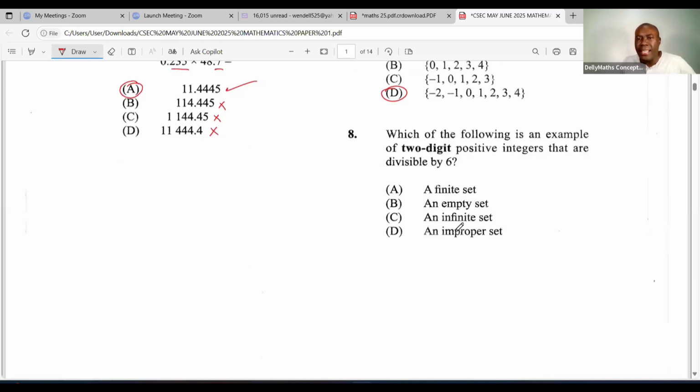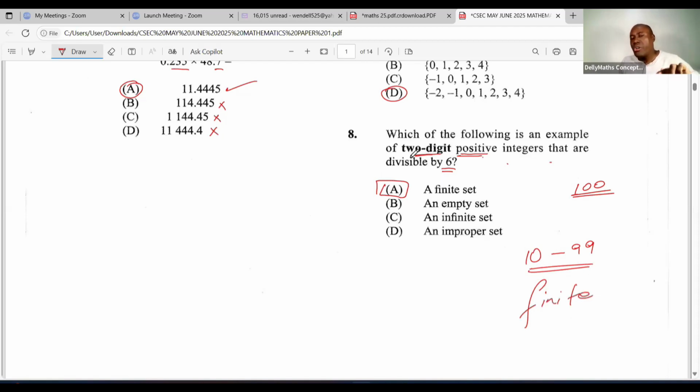Number 8, which of the following is an example of a two-digit positive integer that is divisible by 6? So that means 6 could go into it. So which set? Look at the thing. It's a finite set because you're not going to reach 100. So it's a number between 10 and 99. This is already a limited pool of numbers. And this is crucial. There was a question that came that was almost like this, but they phrased it a different way.